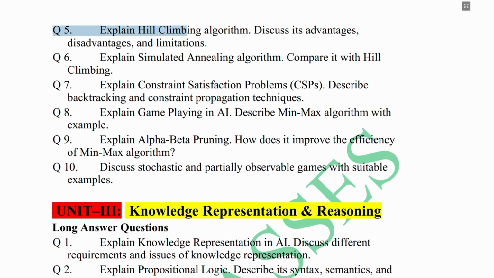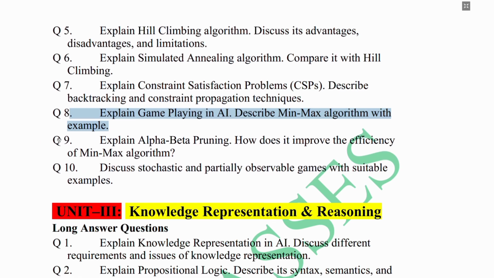The next question is: explain the hill climbing algorithm. Discuss its advantages, disadvantages and limitations. The next question is: explain the simulated annealing algorithm, and compare it with hill climbing. The next question is: explain the constraint satisfaction problem, CSP, and describe backtracking and constraint propagation techniques. The next question is: explain game playing in AI, and describe the min-max algorithm with example.